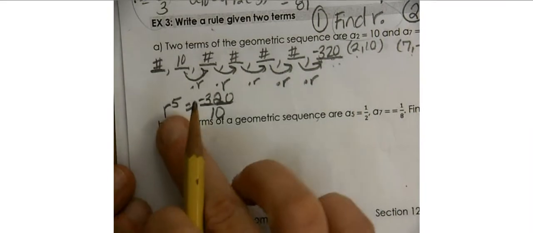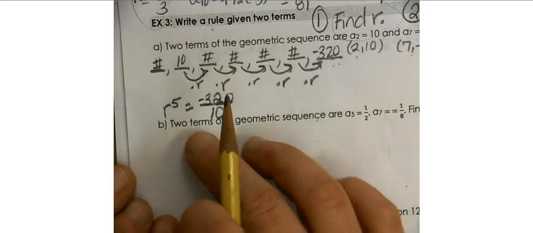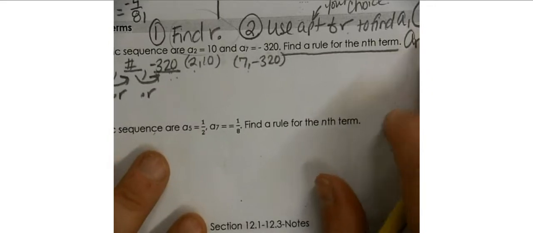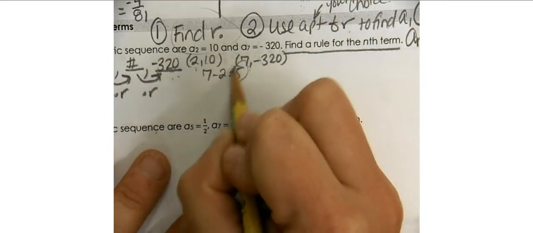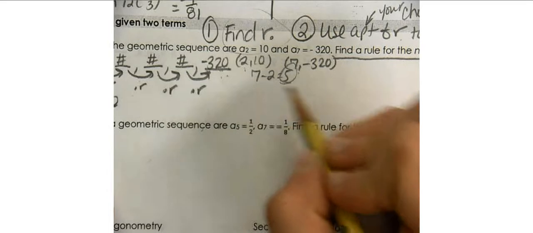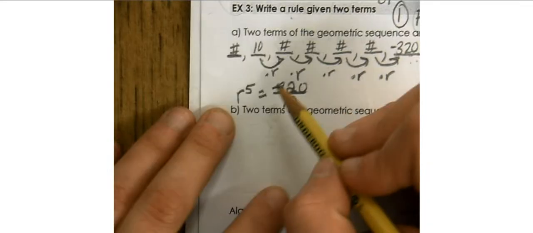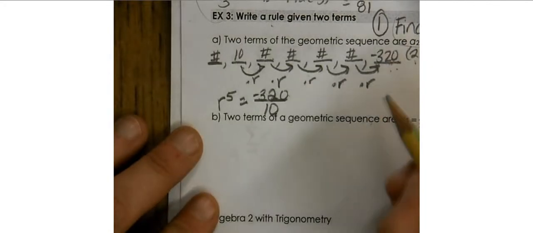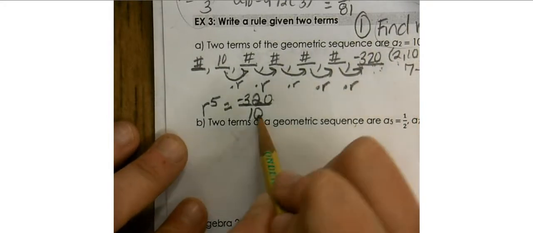This is the longer approach for coming up with r to the 5th power in this equation. The shortcut would be to look at your x values. The difference between 2 and 7 is 5. 7 minus 2 is 5. And because of that, we're going to raise r to the 5th power. Now, the reason why we put negative 320 over 10 is because that's going to represent our ratio. And we are looking at a common ratio, so that's the reason why we divide it. It's whatever comes second divided by whatever came before it.